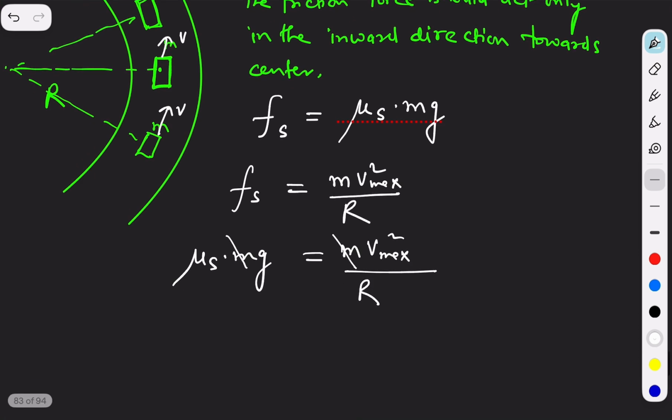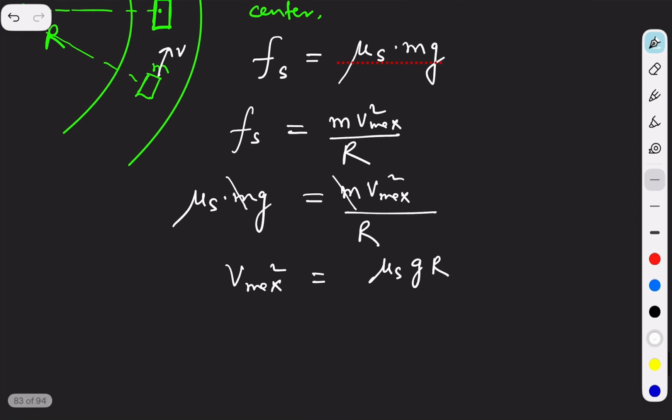So v max will be equal to mu s into g into r. Mu s into g into r, guys. So what we can say is that v max, the maximum possible, is equal to the square root of mu s into r into g. V max is equal to root of mu s into r into g. That is the maximum possible speed that you can have during the turning.